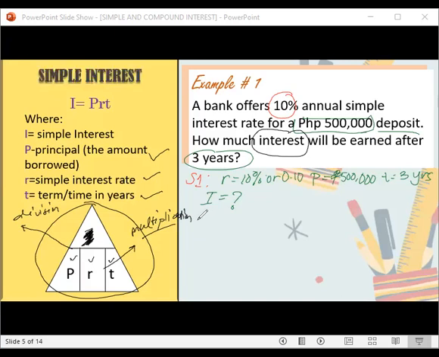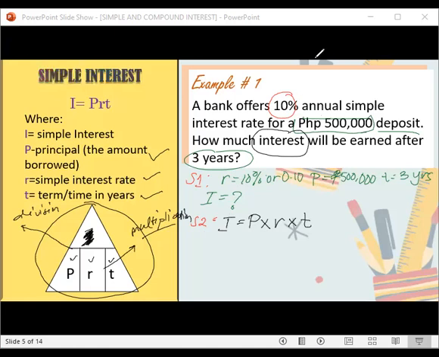So, step number 2 is apply the formula. So, ma'am, ano na yung magiging formula namin? So, dahil interest yung nawawala or yung hinahanap natin, ang formula natin ay magiging interest is equal to, ano ba yung mga natira? P times R times T. So, multiplication po. So, principal times rate times time.